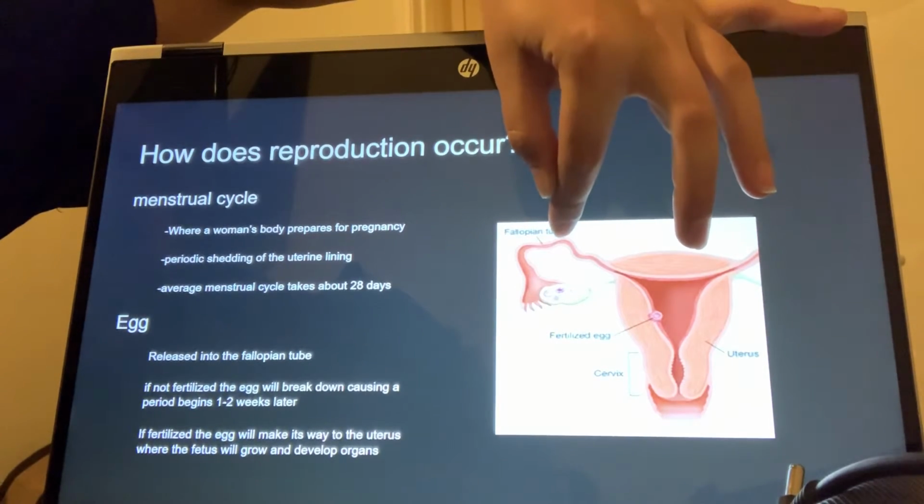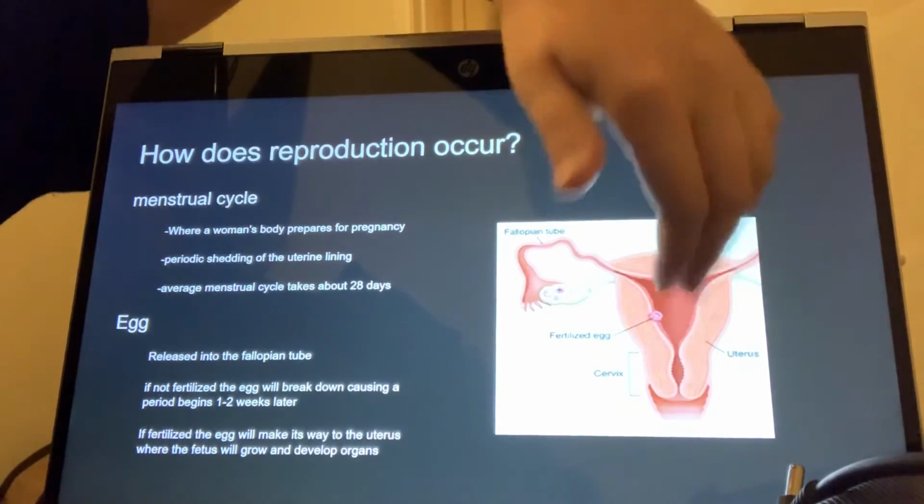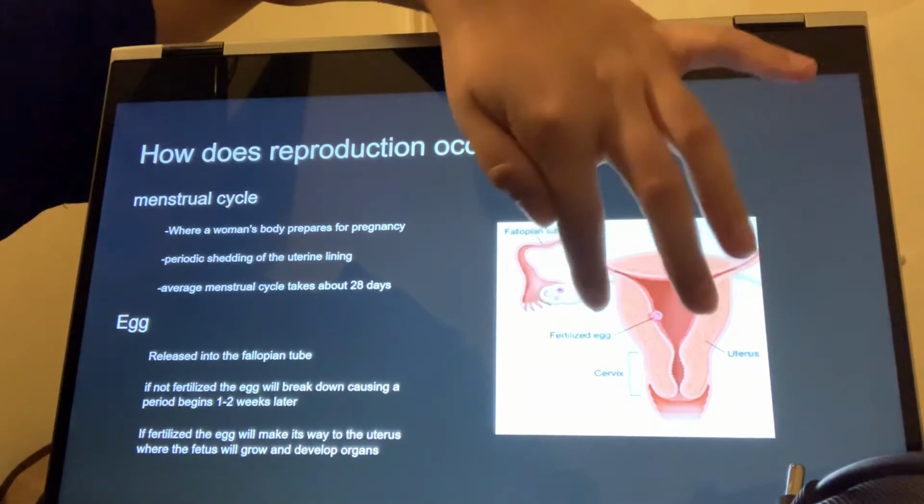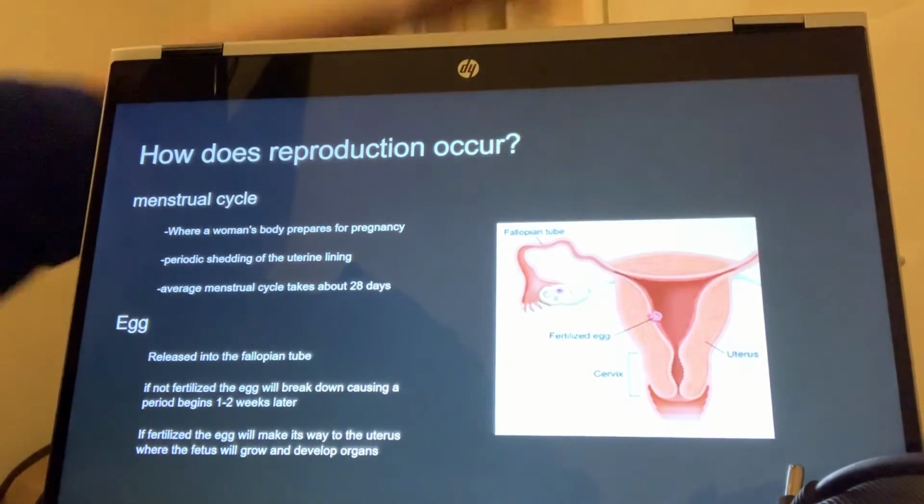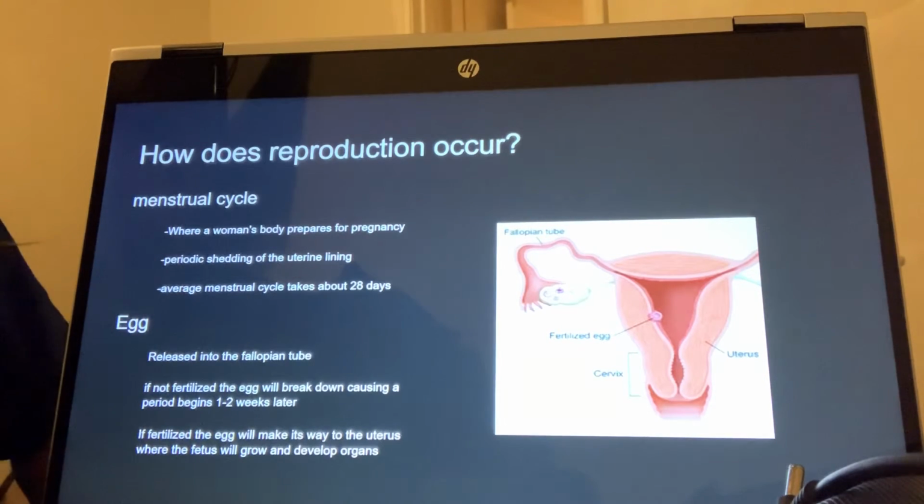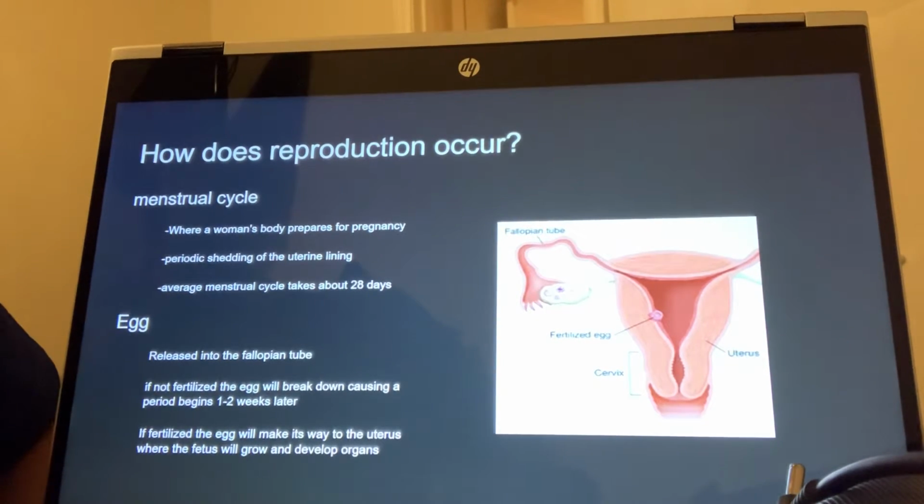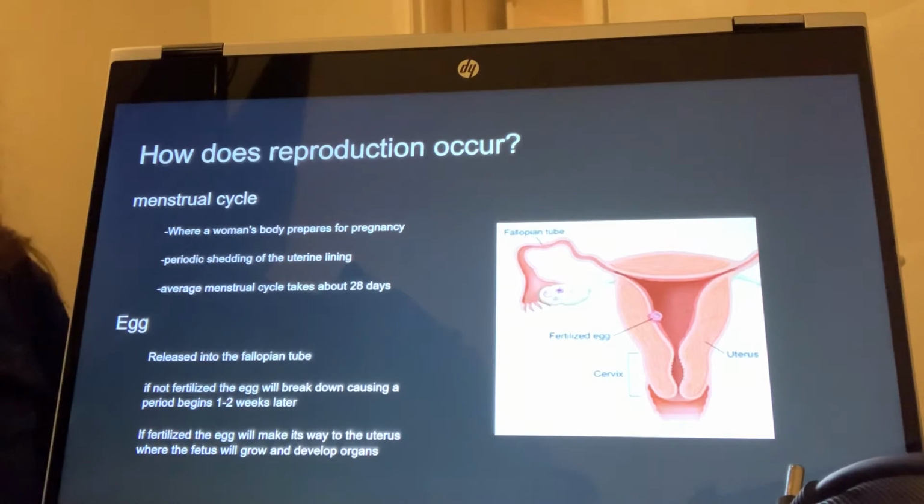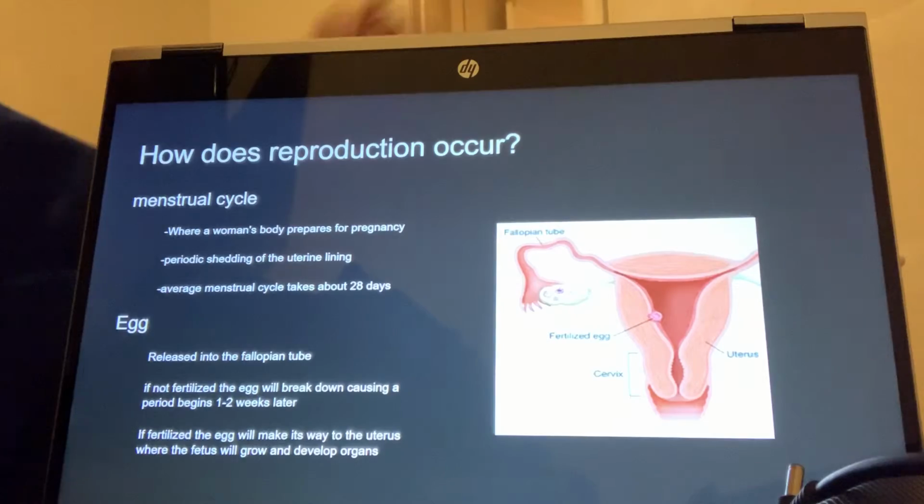And then, if it doesn't get fertilized, it just falls and turns into blood. If it does get fertilized, it falls and hangs on to the edge, and that's where the pregnancy will take place at. If not fertilized, the egg will break down, causing the period to begin 1 to 2 weeks later, depending on your cycle. If fertilized, the egg will make its way to the uterus, where the fetus will grow and develop organs and all that good stuff until it's ready to come out, and then that's when all the fun happens.